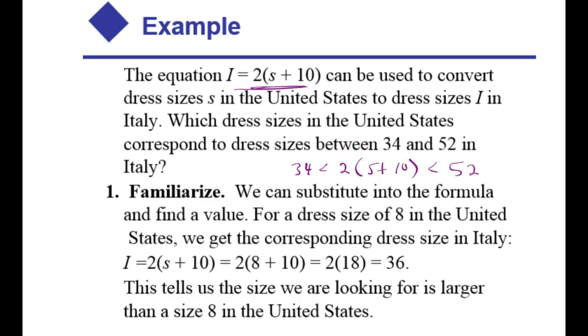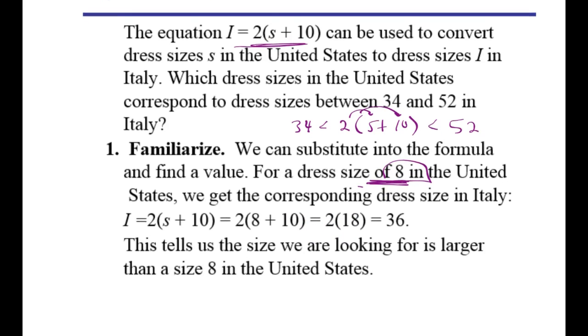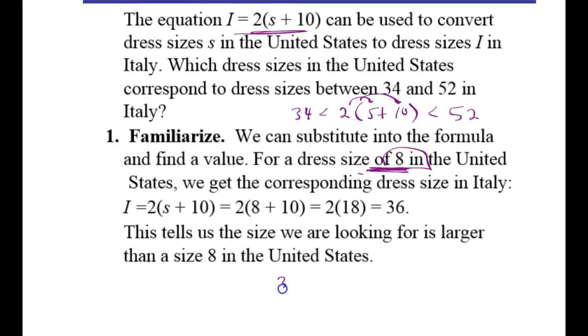Well, to solve for this, I would go ahead and distribute the 2 up. It looks like this author was just kind of thinking, well, if the dress size was 8, then what would that look like? But I would go ahead and solve this by saying 34 is less than 2s plus 20, which is less than 52.